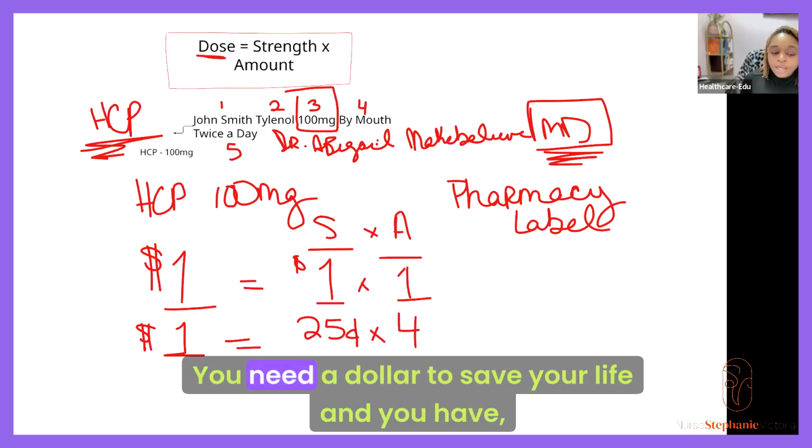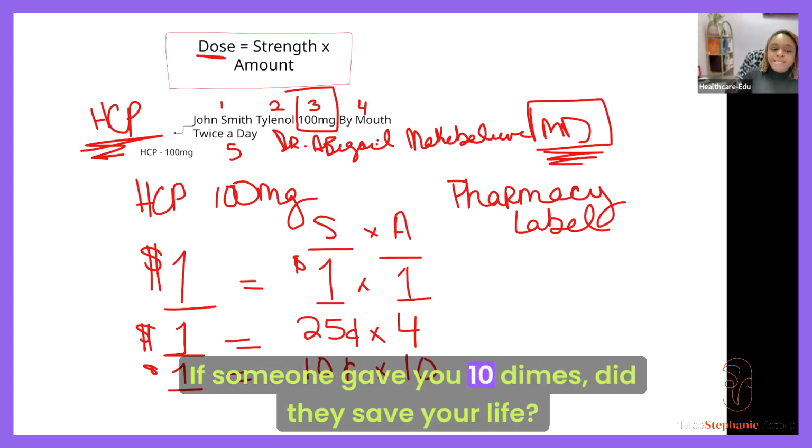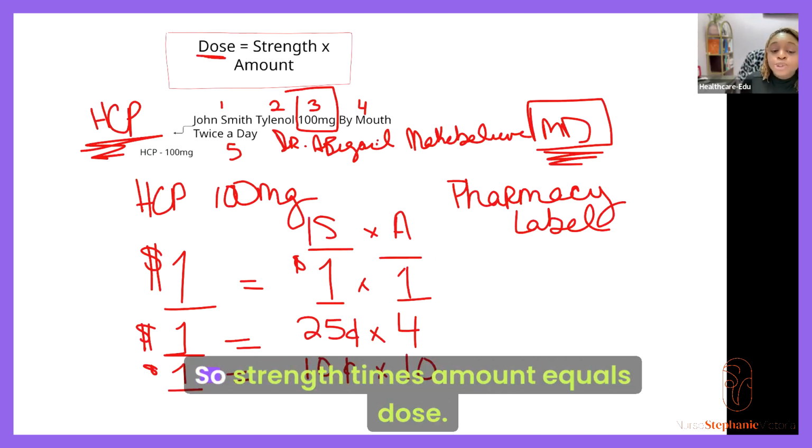Let's just do one last one. You need $1 to save your life, and somebody has dimes, 10 cents. They would give you 10 of those. If someone gave you 10 dimes, did they save your life? I would hope the answer is yes. So strength times amount equals dose.